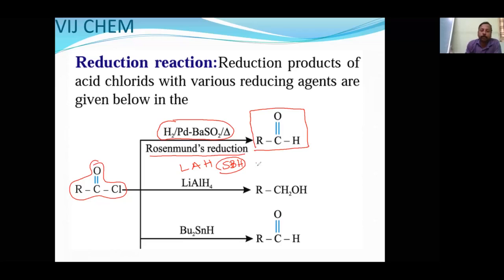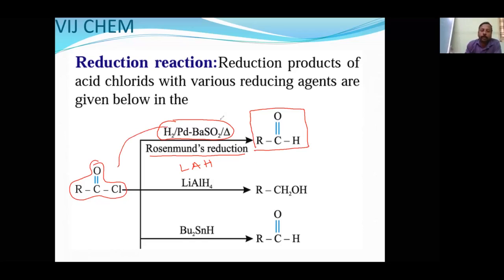What is the short form they will use? HBO. HBO means hydroboration oxidation. So like that in organic there will be some shortcuts. So don't compare it with our daily life. Okay. So LAH means lithium aluminium hydride. Here you can check the product.